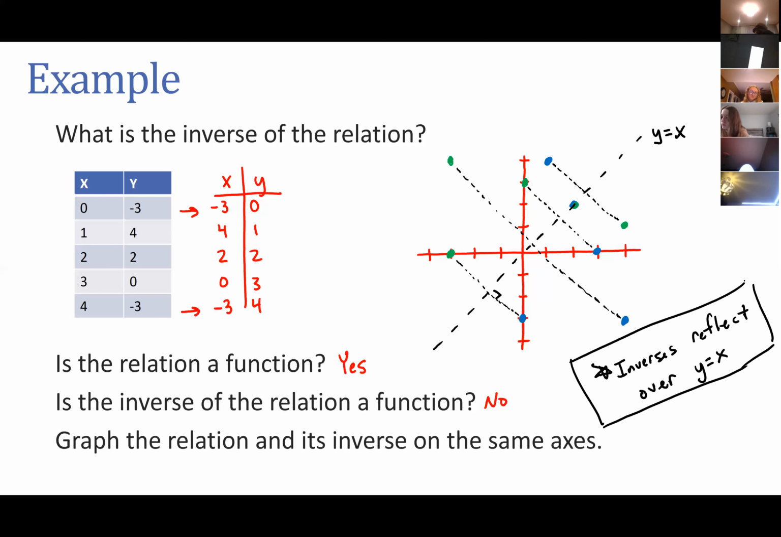So on the homework, you're going to have some problems that ask you to find the inverse, to tell whether the original thing is a function or not, whether the inverse is a function or not, and then they're going to have you graph them on the same axes so that you can see that reflection happen.